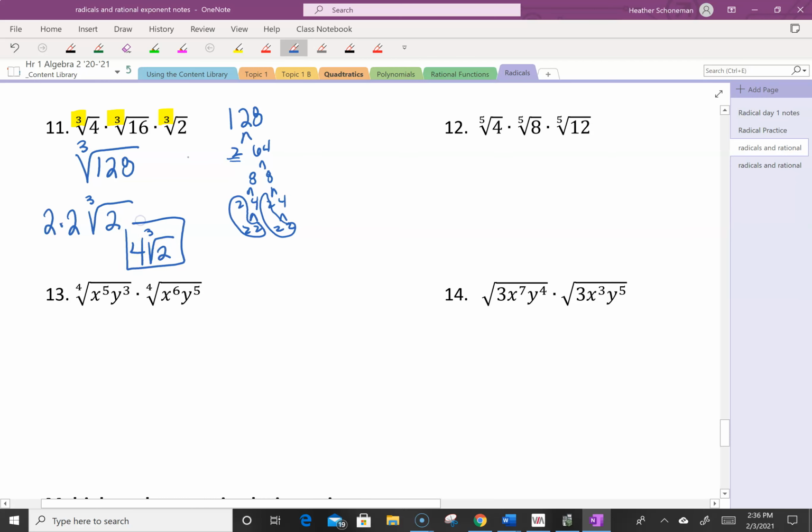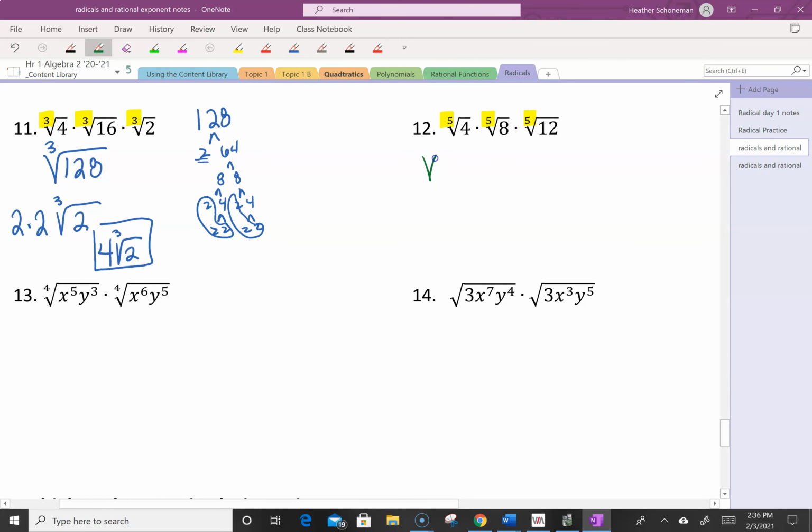All right, let's try this again on number 12. Because the roots are all the same, I can just multiply it. So 4 times 8 times 12 gives me 384. So this is going to be the 5th root of 384. Well, it's not on my chart, and if I put it in my calculator, it's a decimal, which means I'm going to have to make a factor tree.